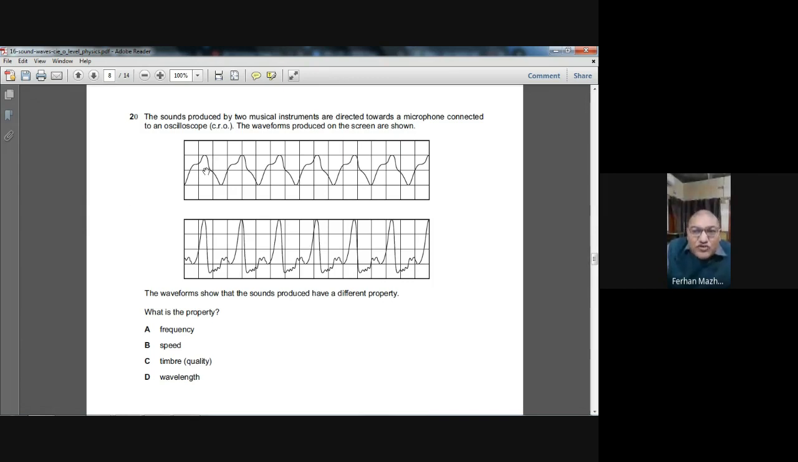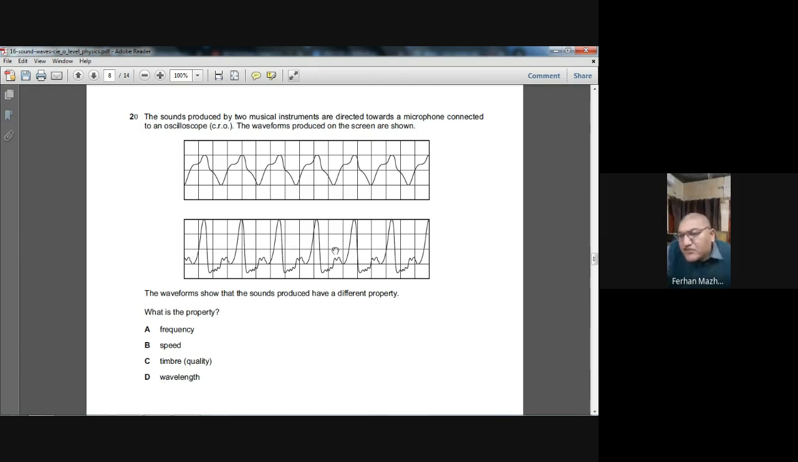Now check the amplitude. This is the mean position of this wave. So 1 square it is going up and 1 square it is going down. So amplitude is 1 square. It goes 1 square up from the mean position. The mean position of this wave is how much? Let's see.